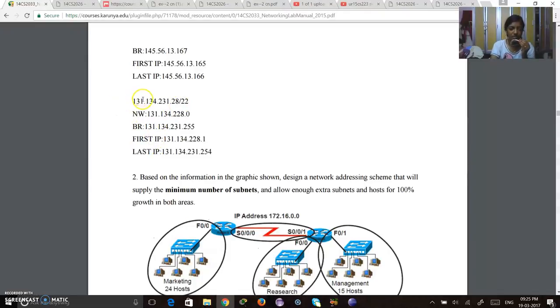And then for the third example, if we see, it is .28/22. So this is of class B. The first two octets are the same, and then we start calculating the network part, and we divide the host part from the third octet. Here 16 bits are over, here 16 bits are over, and then here we have only 6 bits. When we convert those 6 bits, we get 228.0, and then the last broadcast address is the last value followed by this address, so that is .255. The first IP address is 131.134.228.1, and the last IP address is 131.134.231.254. So this is the first problem.